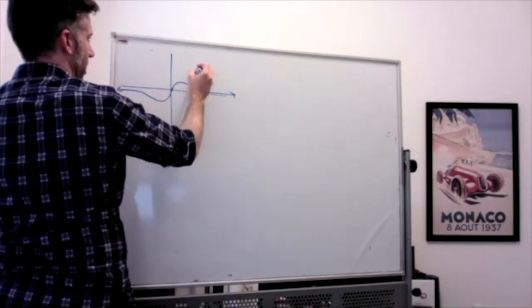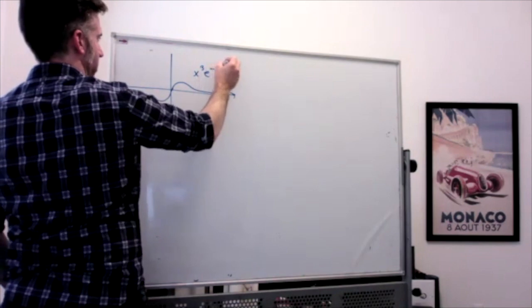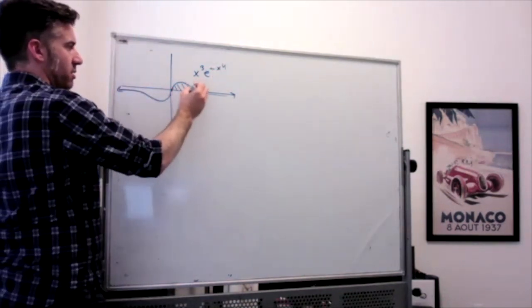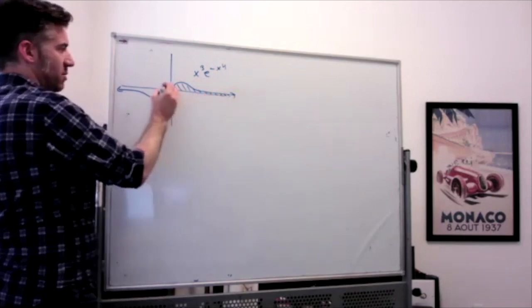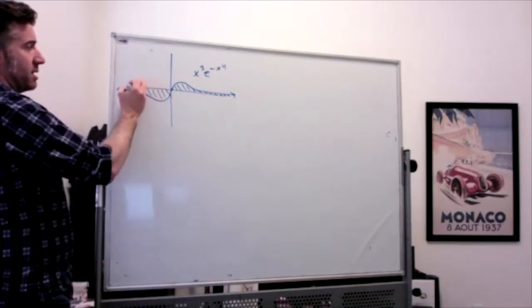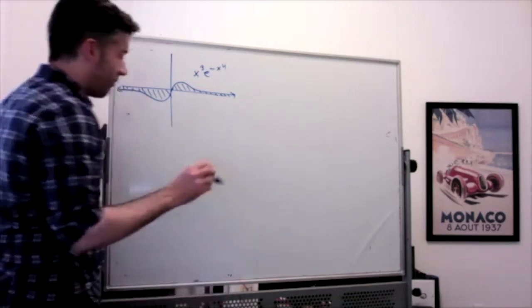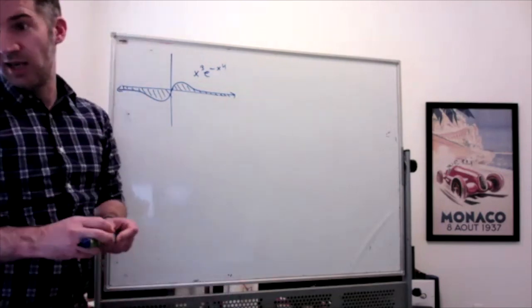Right, x cubed e to the negative x to the fourth kind of has this shape here. And so this positive area is the same as this negative area. And since they're both convergent, they cancel each other out. However, it's not always the case for odd functions.